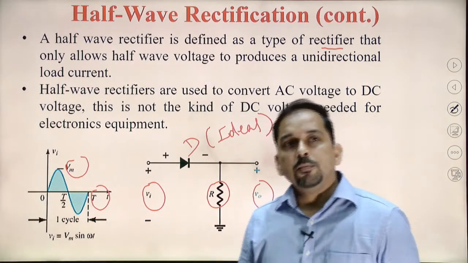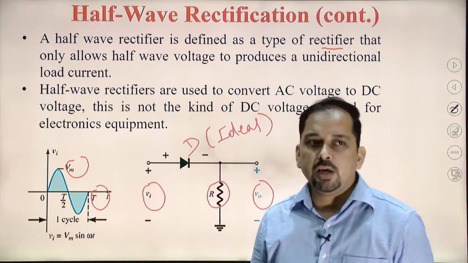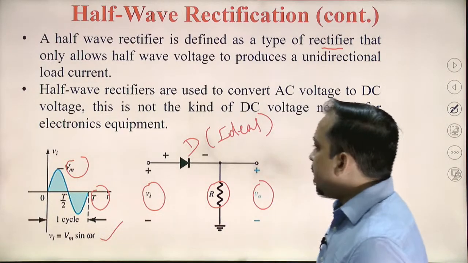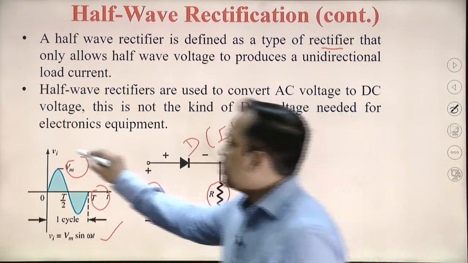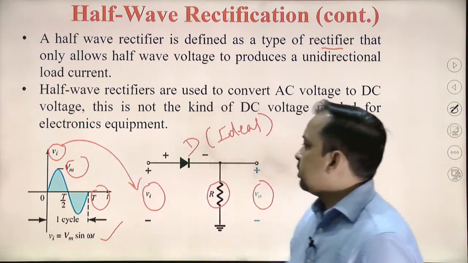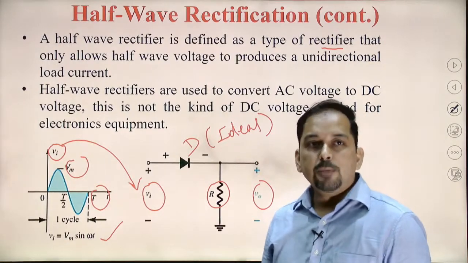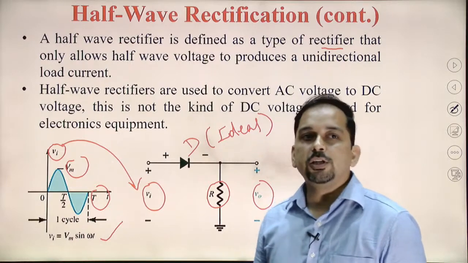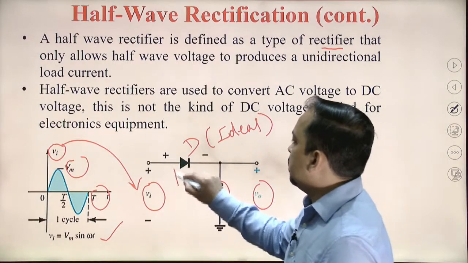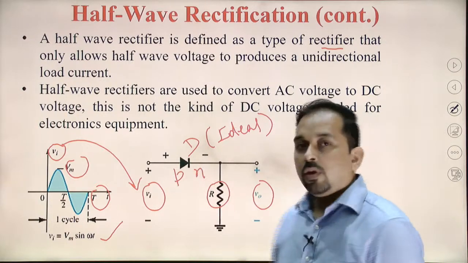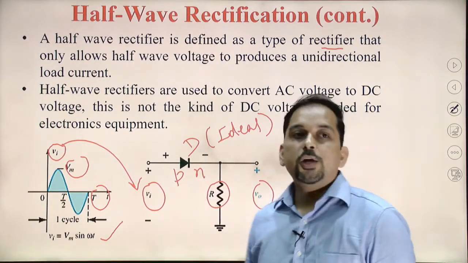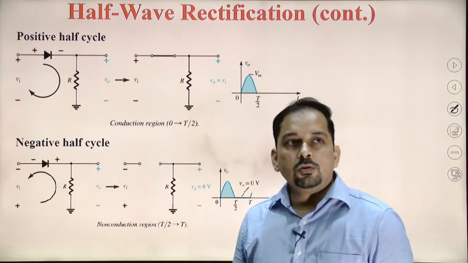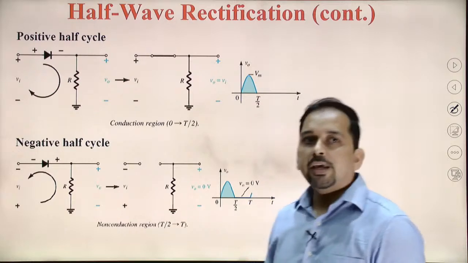The equation for the input signal is given as Vi equals Vm sine omega t, where omega is the frequency. Now what happens when we apply this input signal to the circuit? During the positive half cycle, meaning when the input is greater than 0, we are applying a positive potential at the P side of the PN junction diode, so it will allow current to flow, and we can say the diode starts conducting.